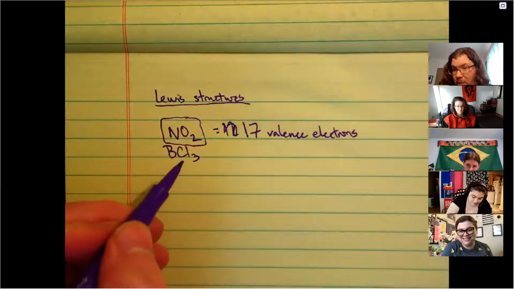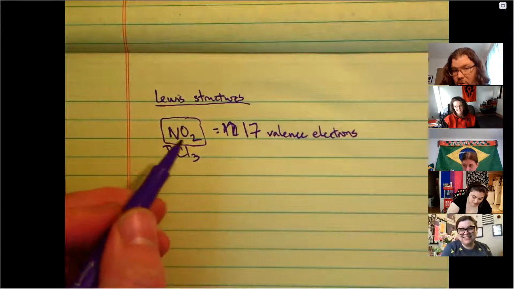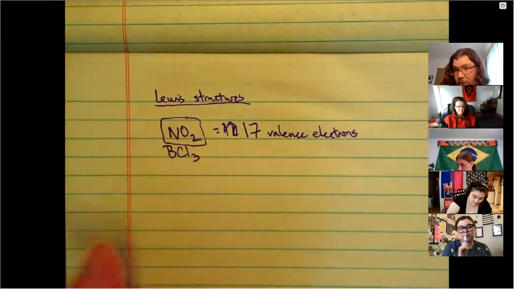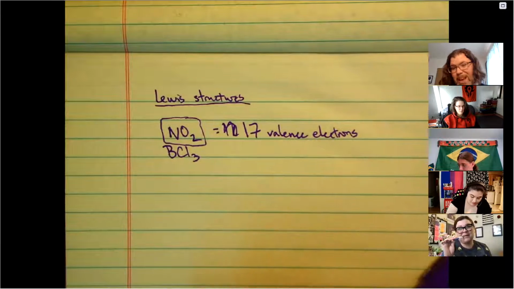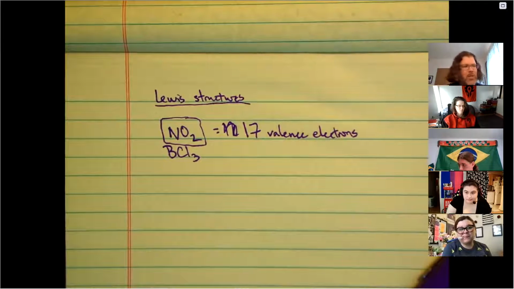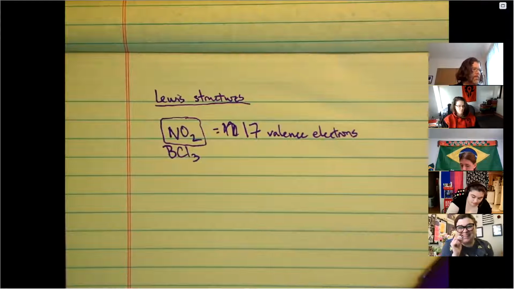And I will tell you that the Lewis structure that you are likely to draw for BCl3, following our 3 rules, is going to be an incorrect Lewis structure. All right, I'm telling you in advance so you don't get mad. Remember, this doesn't follow the octet rule.